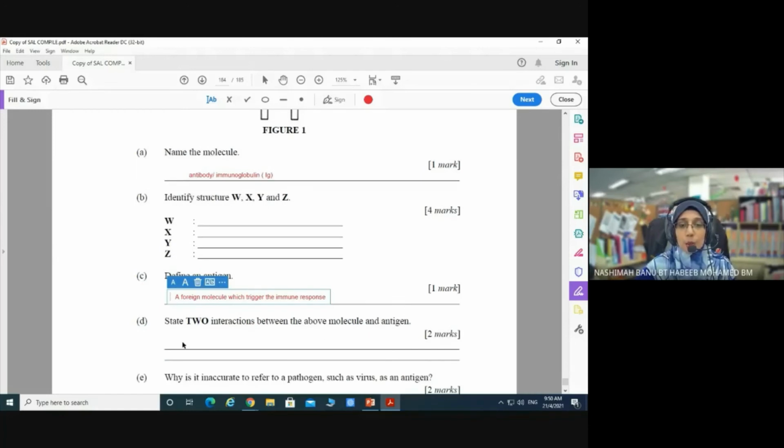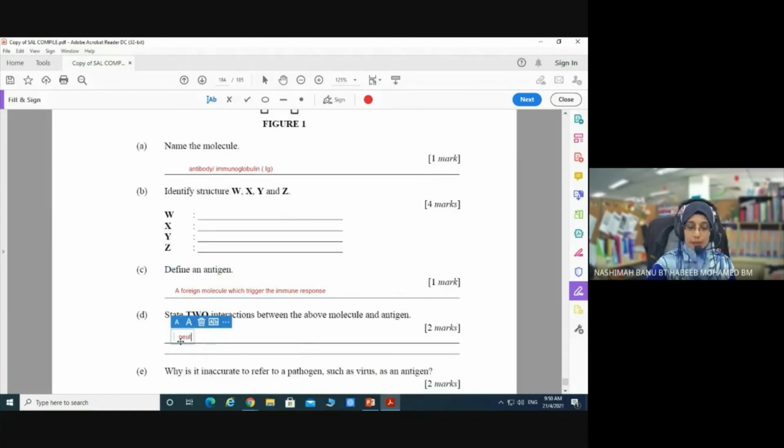Alright. Two interactions. So actually altogether we have three. So we name three, right? Neutralization, opsonization, and activation of complement system, and pore formation.